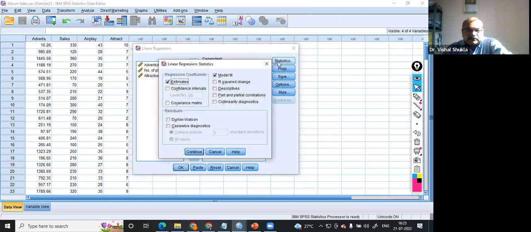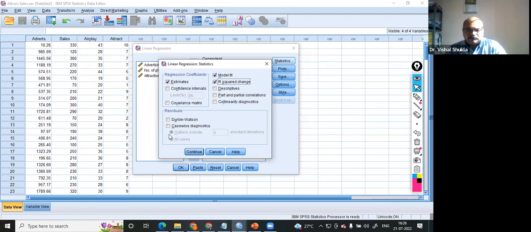Now coming to the statistics, we want estimates, model fit. Since we are doing hierarchical regression, we also want R square change. In the first model, when we regressed with the advertisement and number of plays, what was the R square? And in the presence of attractiveness of the band, when we added it to the model, whether R square increased or decreased, that will help us to decide whether to keep the first model or the second model.